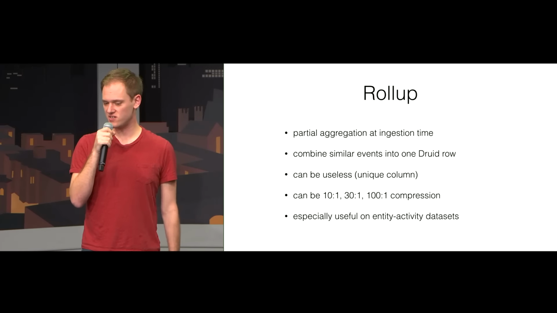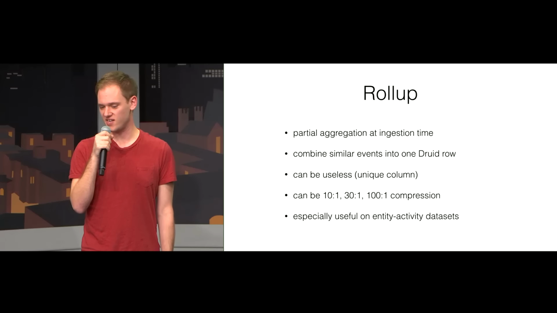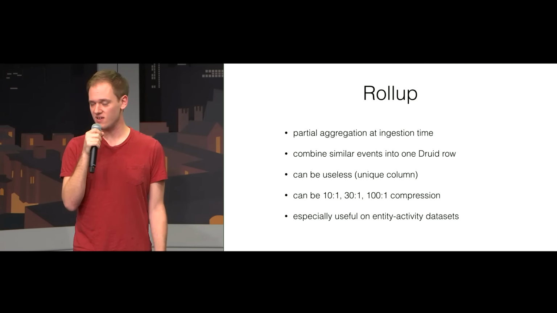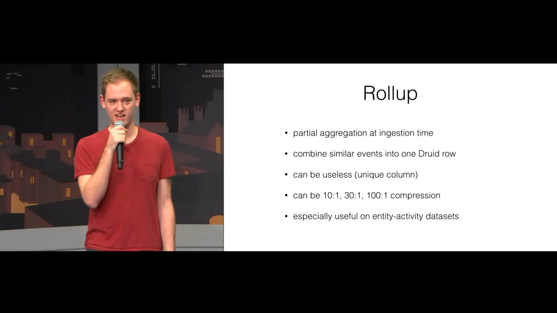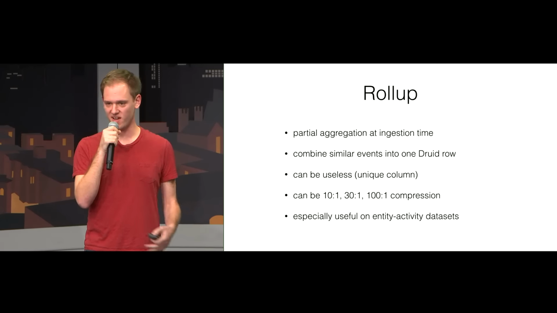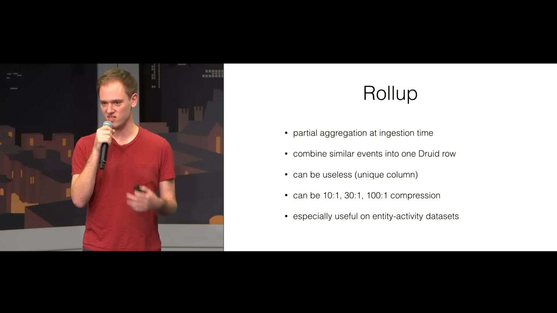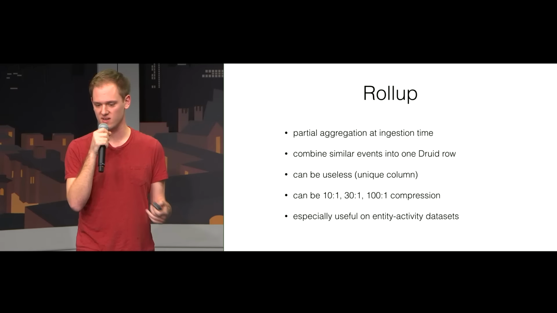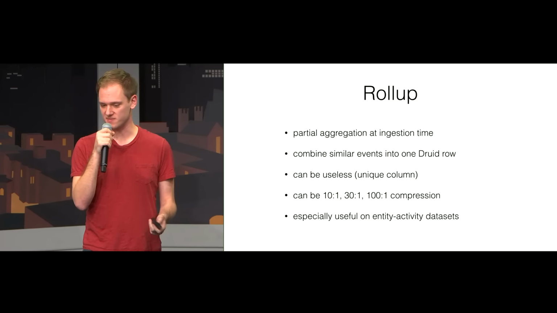Another cool Druid feature is rollup. We can do partial aggregation at ingestion time by combining similar events into one Druid row. By similar events, I just mean two events that have the same set of dimensions. So if you have two users on the same device from the same country, same region, same dimensions, and whatever you care about, they'll end up in the same row in Druid. And so this is a form of compression.